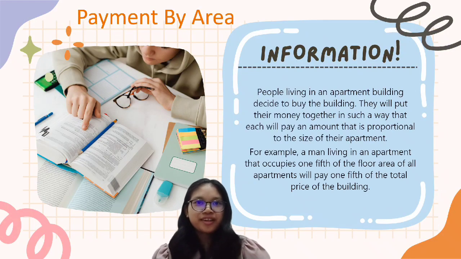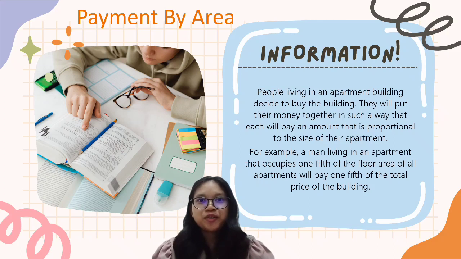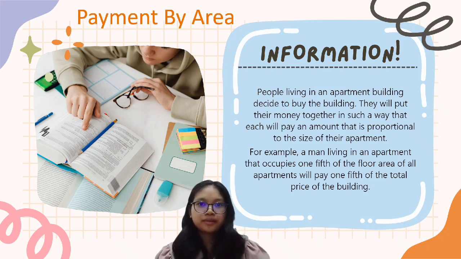Everyone, we can see this slide. On the slide, there is a statement. People living in an apartment building decide to buy the building. They will put their money together in such a way that each pays an amount proportional to the size of their apartment. For example, a man living in an apartment that occupies 1/5 of the floor area of all apartments will pay 1/5 of the total price of the building.